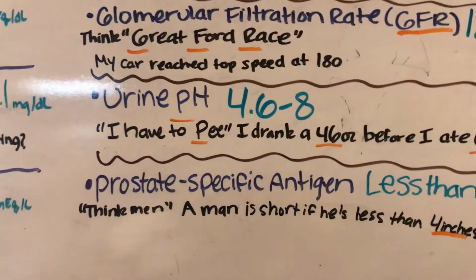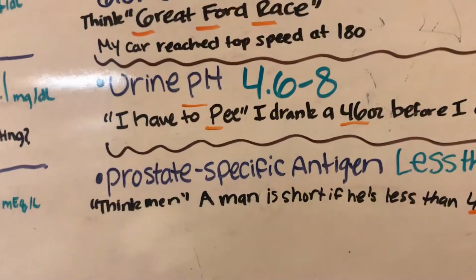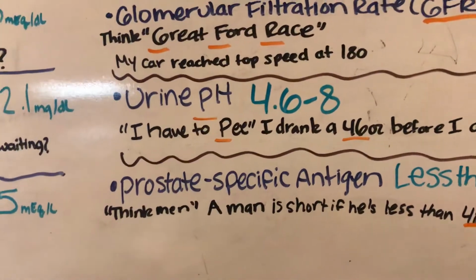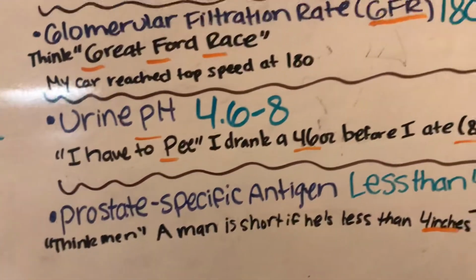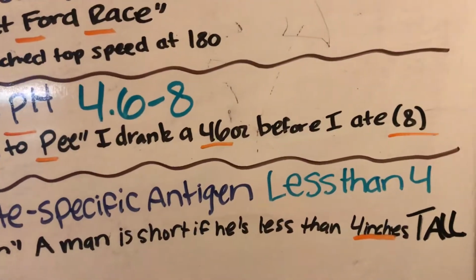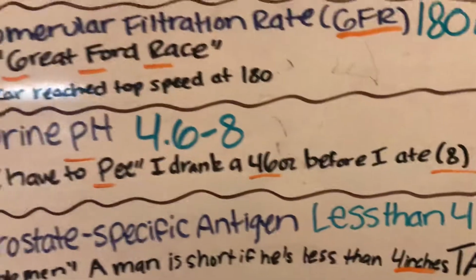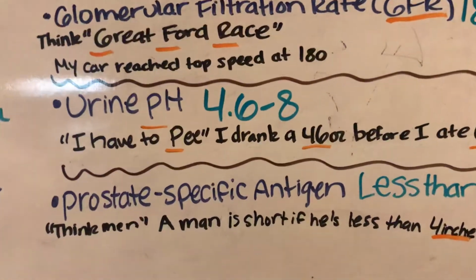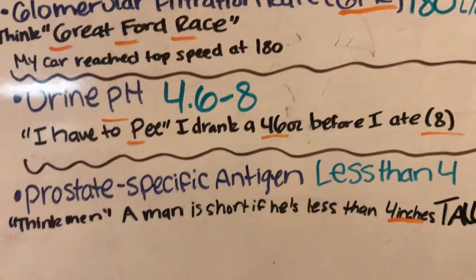Okay, next you have your urine pH. And I think about, I have to pee. I drank a 46 ounce before I ate. ATE rhymes with 8, the number 8. So my urine pH is 4.6 to 8.